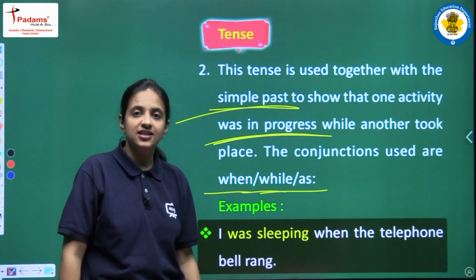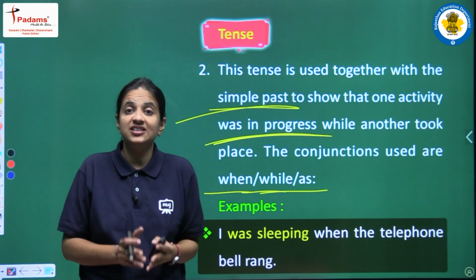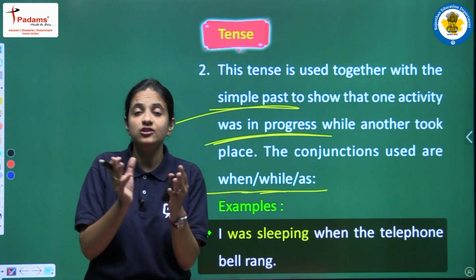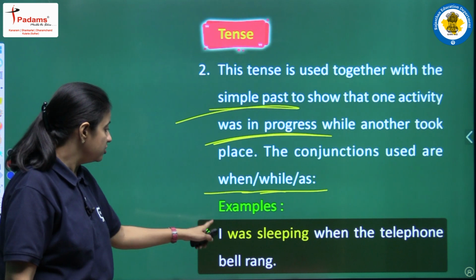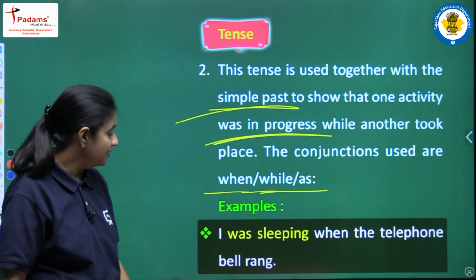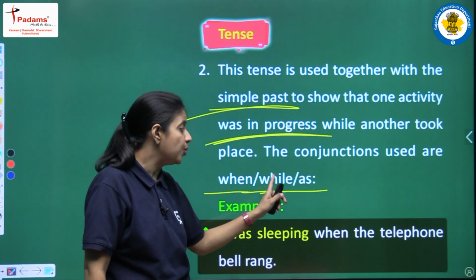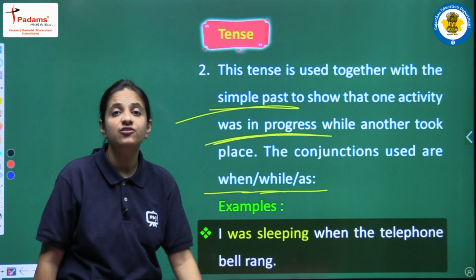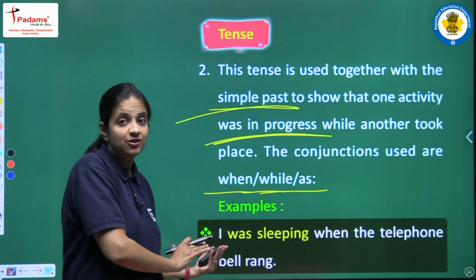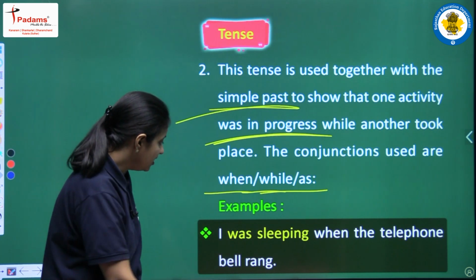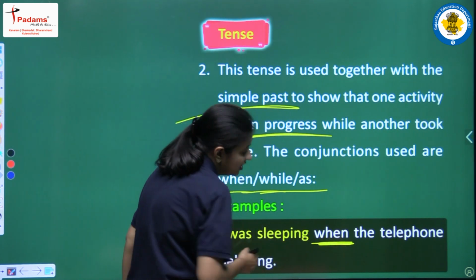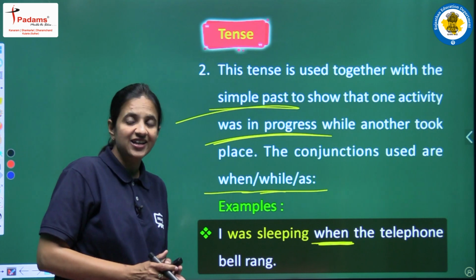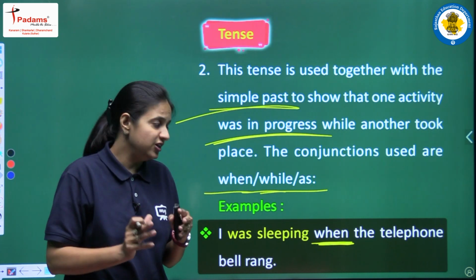Okay, and in such a sentence we will have some conjunctions that will connect both the clauses. So let's see some examples of what it means. The first example that we have here: I was sleeping when the telephone bell rang. Students, just understand very carefully. We have two clauses and one conjunction here. So when is a conjunction that is used to connect two clauses.